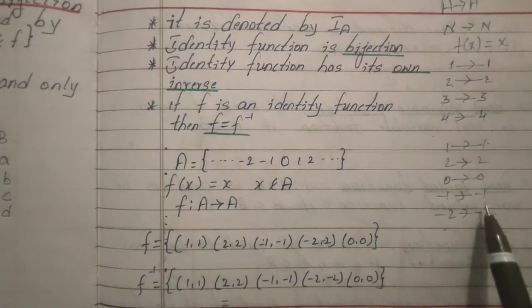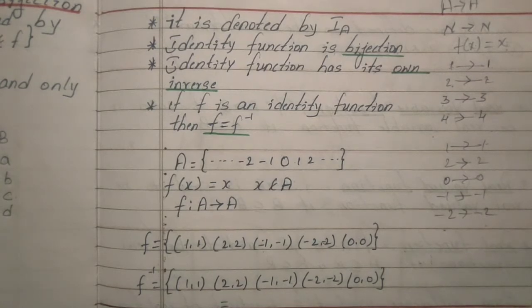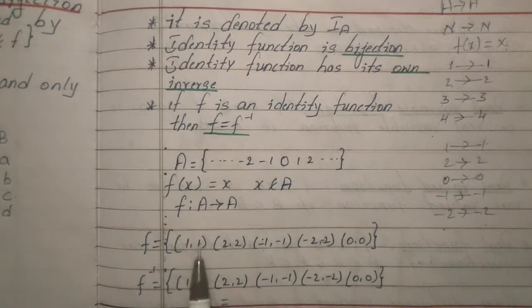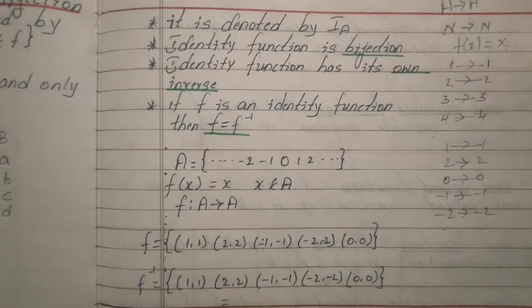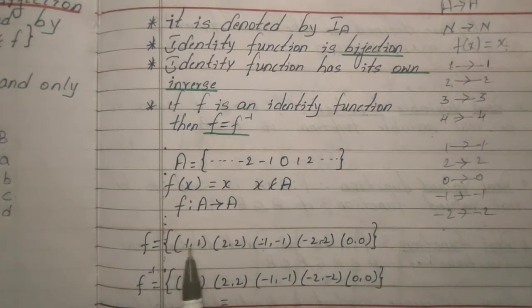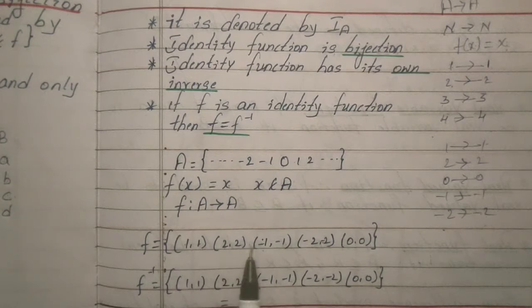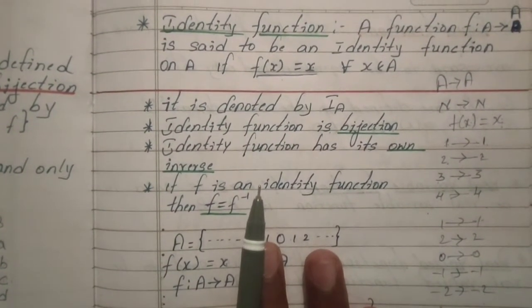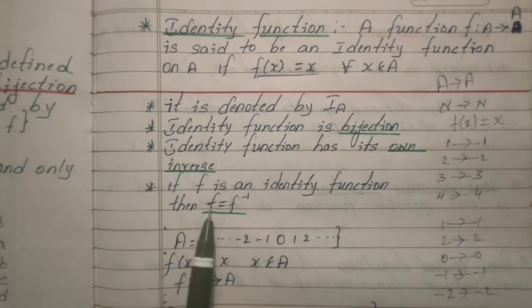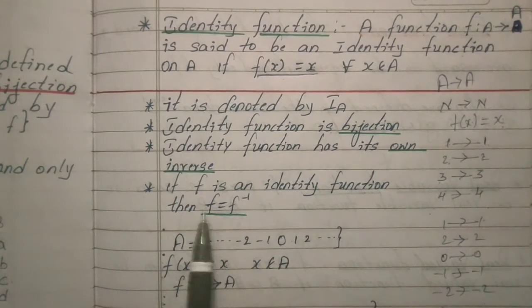When f is bijective, then the inverse exists. For the inverse, we just need to change the order of the first component and second component from the function f. Even if you interchange the components, the answer will be the same. That's why in identity function, f and f inverse both are equal.